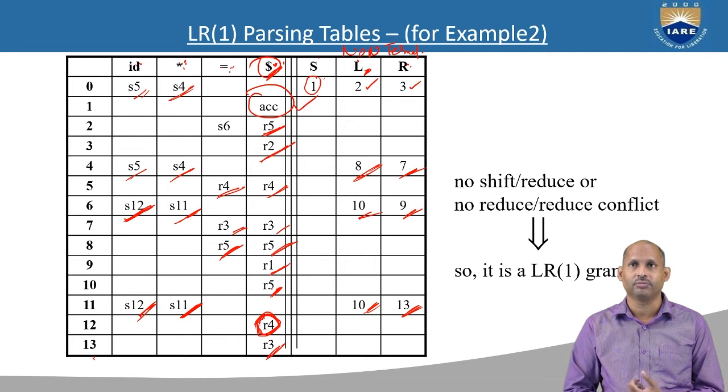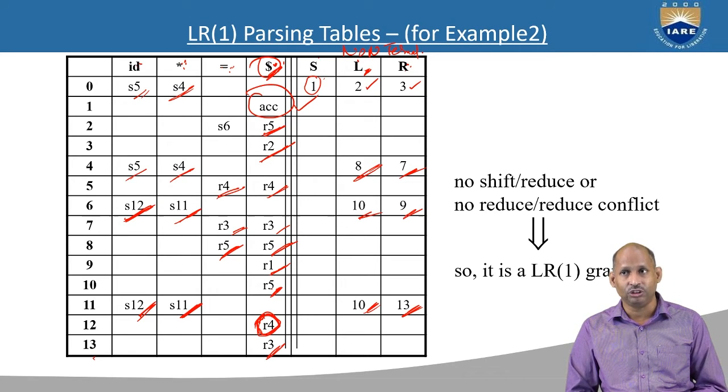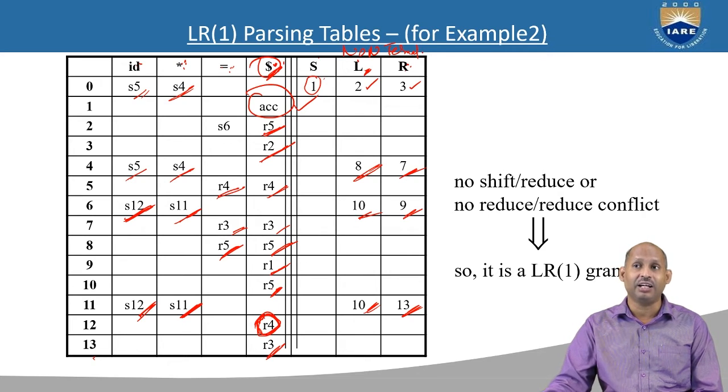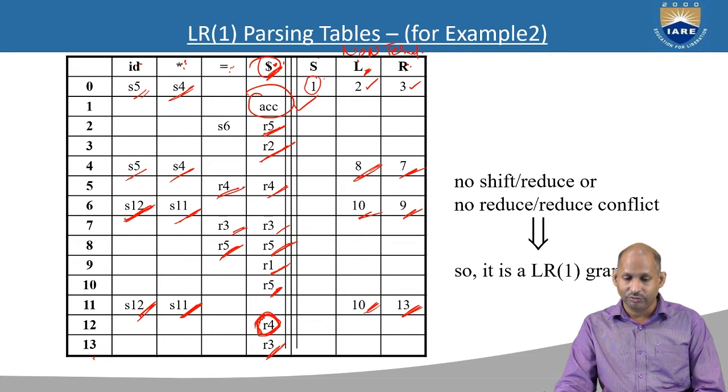This is the construction of the LR parsing table. Here there is no shift-reduce conflicts, so we consider it is an LR(1) grammar. Right? So once again we'll discuss.